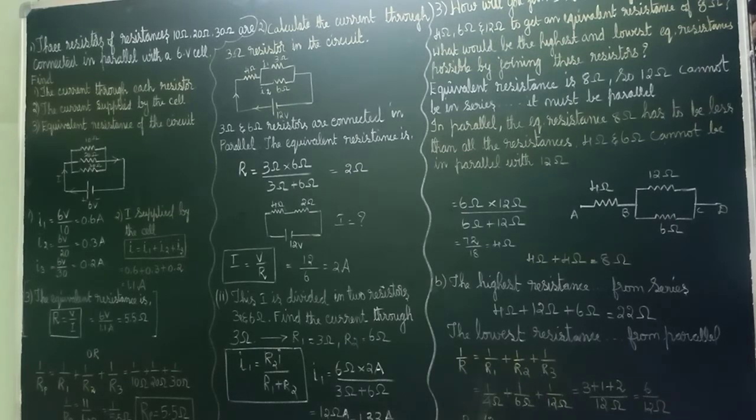The first numerical is 3 resistors. We have taken 3 resistors. The resistances are 10 ohms, 20 ohms and 30 ohms. How are they connected? They are connected in parallel with a 6 volt cell. We are asked to find the current through each resistor, the current supplied by the cell, total current, okay, and the equivalent resistance of the circuit.